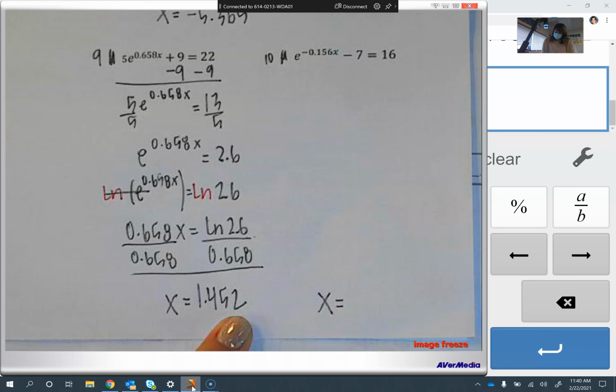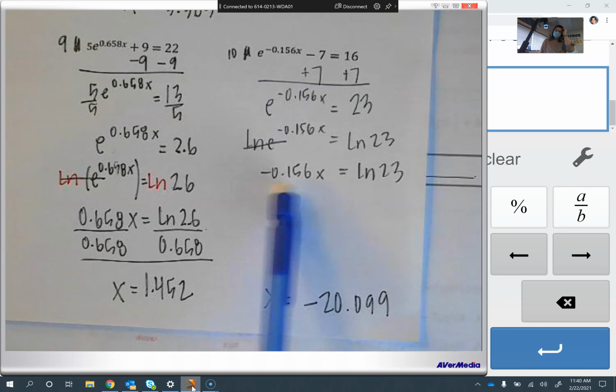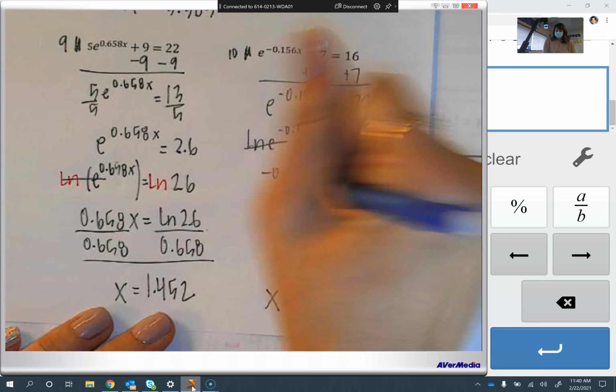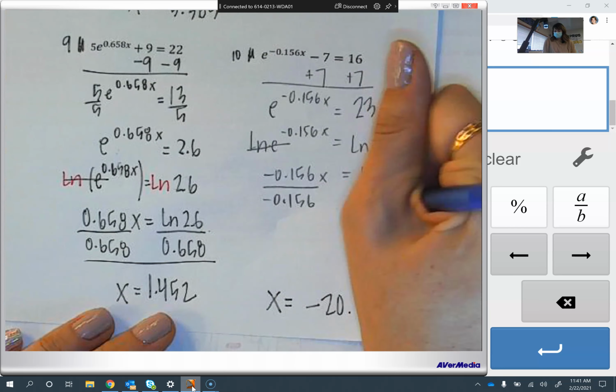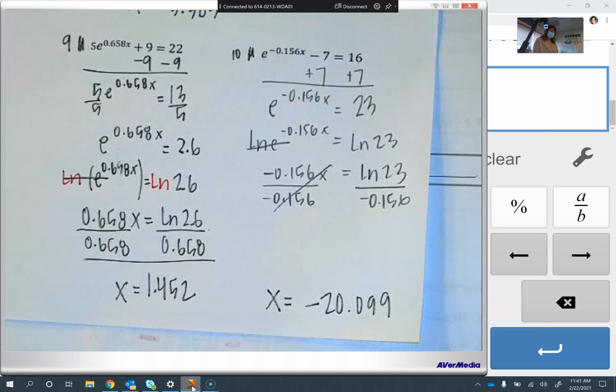I got negative 20.099. And I saw many of you guys had that. So I didn't finish solving. The last thing I have to do is divide off that negative 156. And then that is your answer.